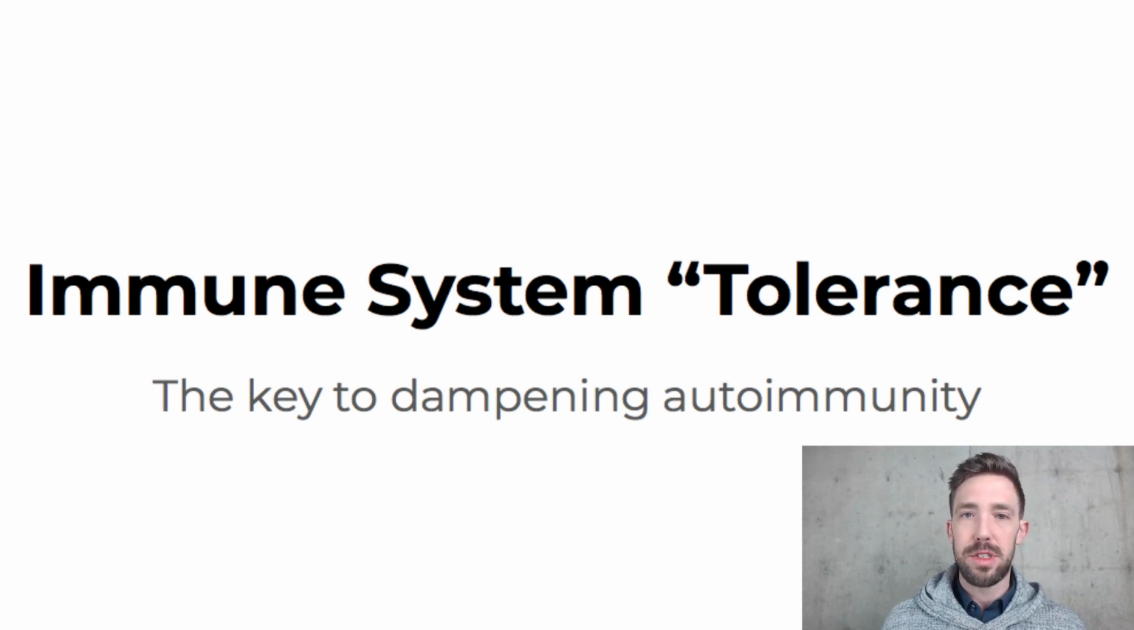Today I'm going to talk about one of the most important concepts, if not the most important concept in autoimmunity, and that is immune system tolerance. Tolerance is the key to dampening autoimmunity. Tolerance basically is autoimmunity, and if you can understand this concept of tolerance, you can understand how to support any and all autoimmune processes, because autoimmunity is by definition a loss of tolerance.